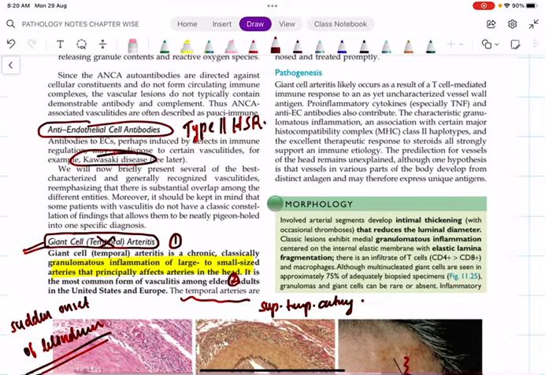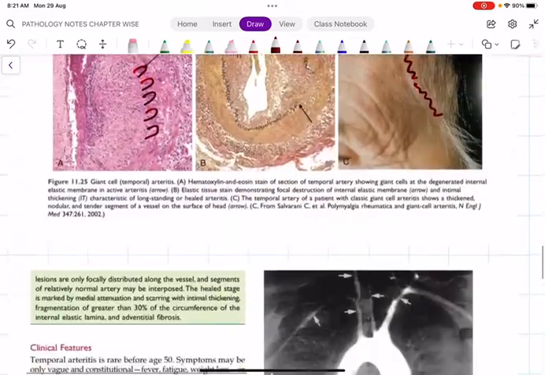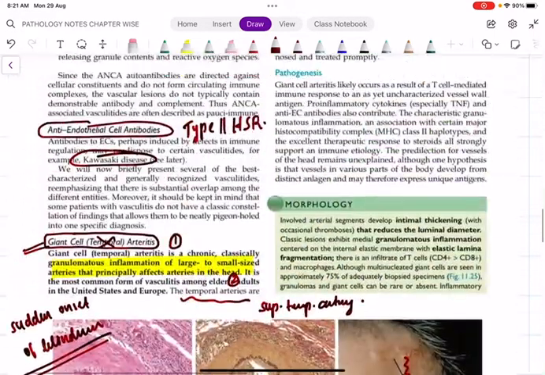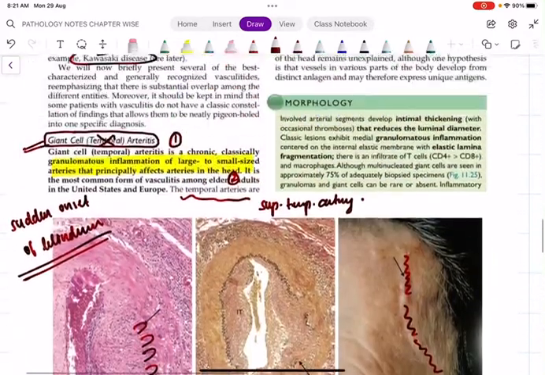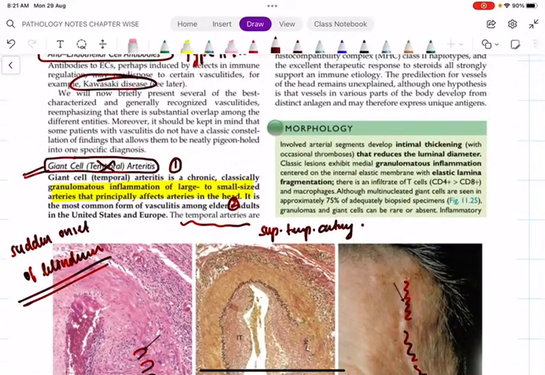What is the pathogenesis? You already know it is a T cell mediated immune response. I am not going to talk much about it. It is a type 4 cell mediated hypersensitivity reaction, granulomatous inflammation. You are going to write that as the pathogenesis. Now, let us see the morphology. This is the point you have to focus on.